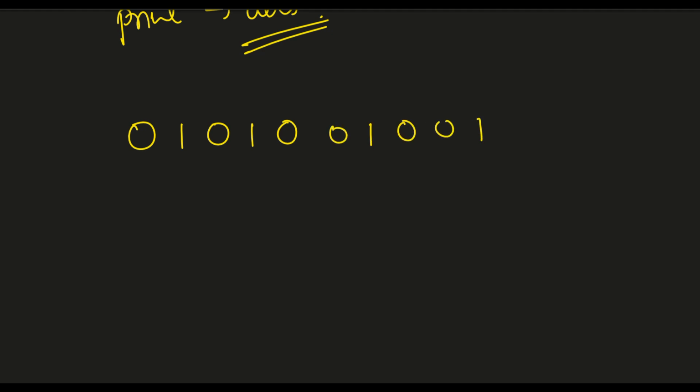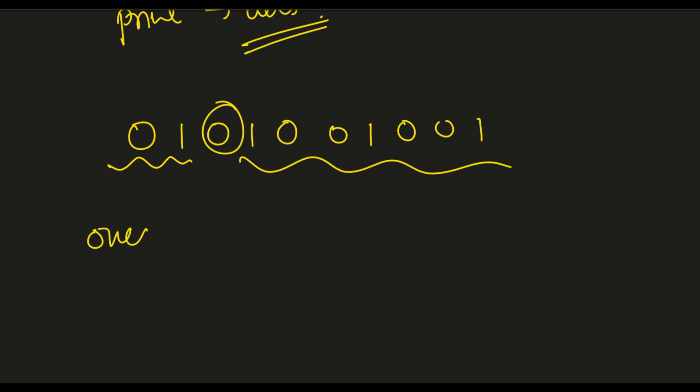All right, so let's optimize this solution. What are we trying to do? Let's say this is the string. For this 0, I'm counting the number of ones on the left side and the number of ones on the right side of the 0. So what I will do is I will find all the ones in the string. How many ones are there?